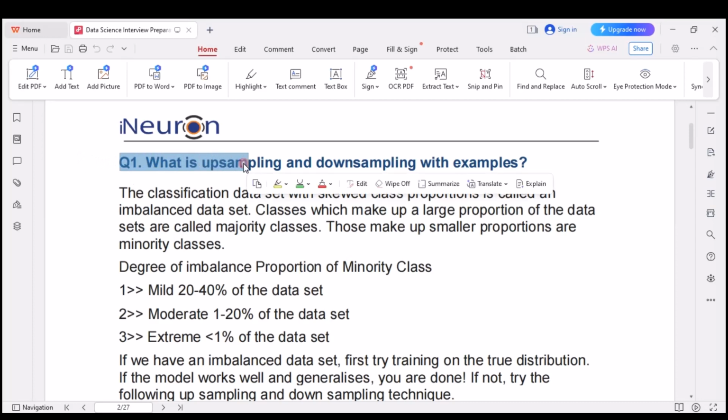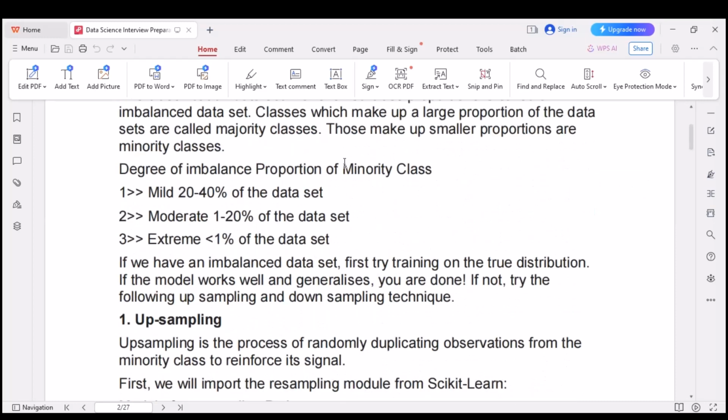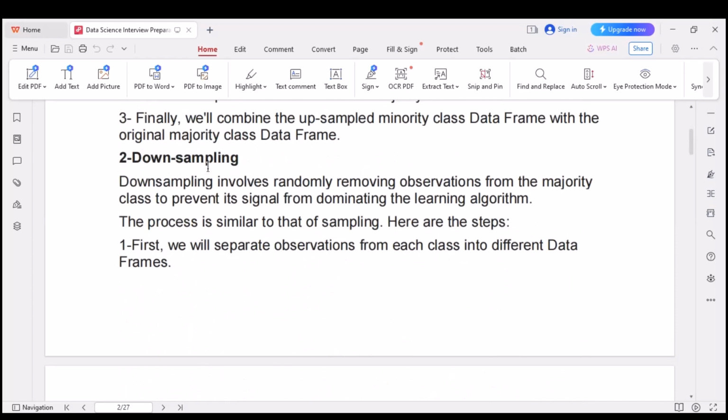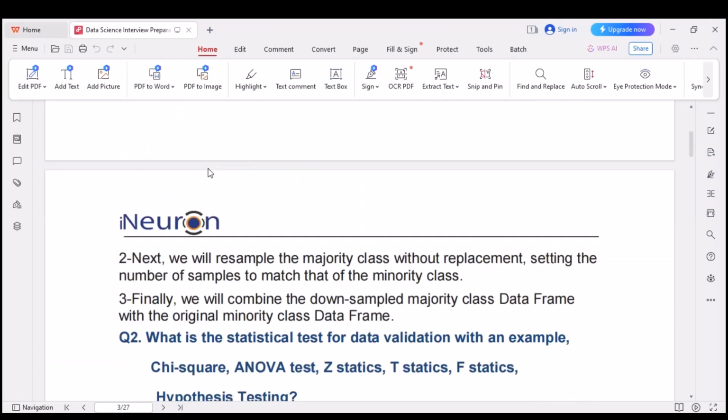So, question number one of our day 4 series of data science interview preparations. Okay, so now we'll get started with question number one. It is upsampling and downsampling, with examples. Okay, all right. So let's dive into it.